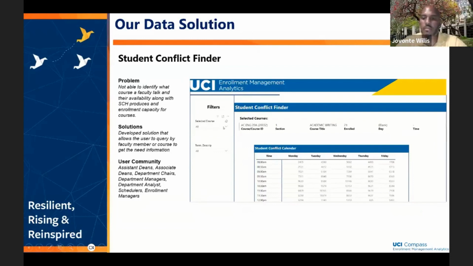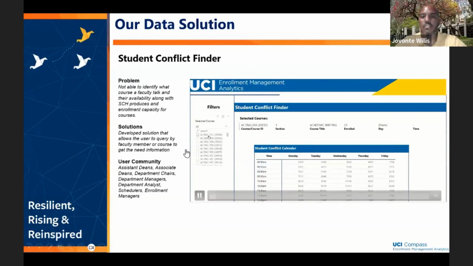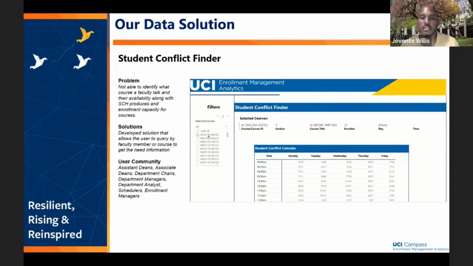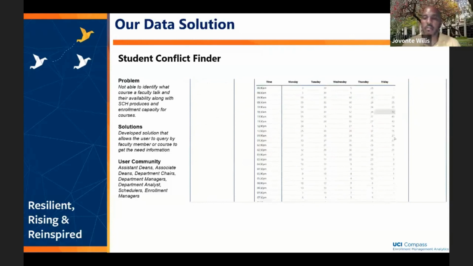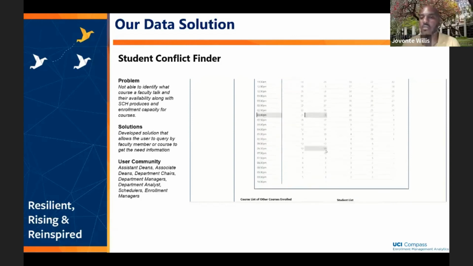Another tool that we created was, so what we tried to do was not only create just reports, but we tried to create analytical solutions and tools. So a problem was the student conflict finder. A lot of people had to move courses because faculty could no longer teach a course at that time anymore. And so it was a process that they would say would take them like 2 days to go through every transcript. It was a manual process where they went through every transcript of all the students who registered for that course to see what time of the day they were enrolled in courses.